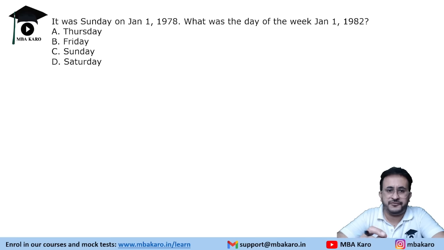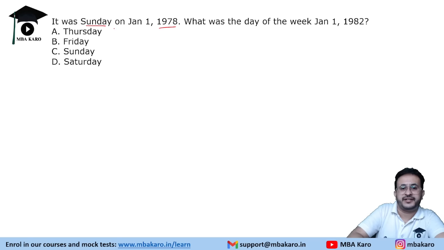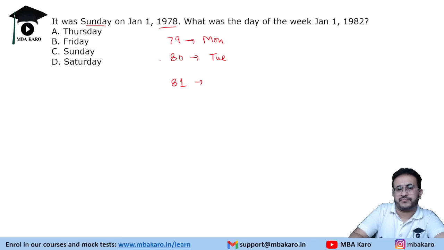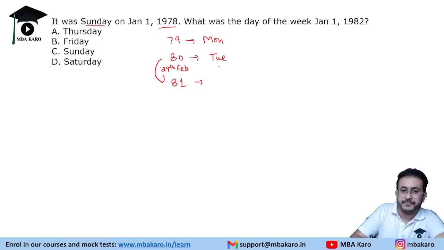Next question. If it was Sunday on January 1, 1978, what was the day of the week on January 1, 1982? So 78, we have Sunday. In 79, we will have Monday, one extra day. In 80, we will have Tuesday. In 81, now during this phase, 29th Feb will fall because 1980 is a leap year. So it will be Thursday, not Wednesday. We will add it too, and in 82 it will be Friday. So the answer is Friday.